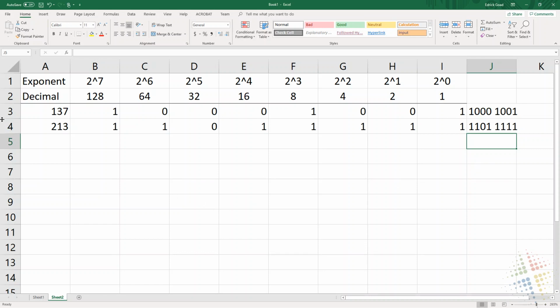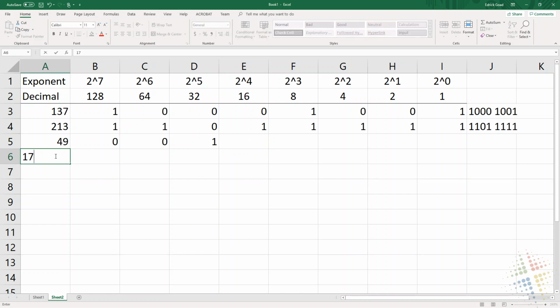So let's try a different number. Let's try a small one. Let's try 49. All right. So again, starting from scratch, can I subtract 128 from 49? No. Can I subtract 64 from 49? No. Can I subtract 32 from 49? Yes. 49 minus 32 is 17. So I'm now working with the number 17.